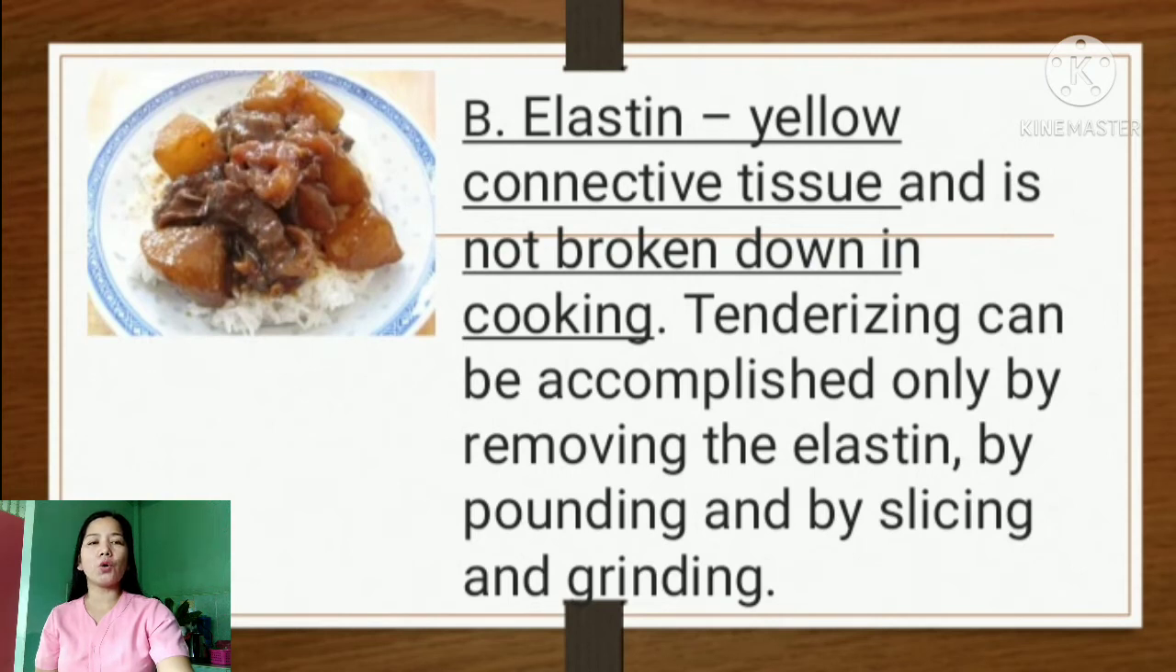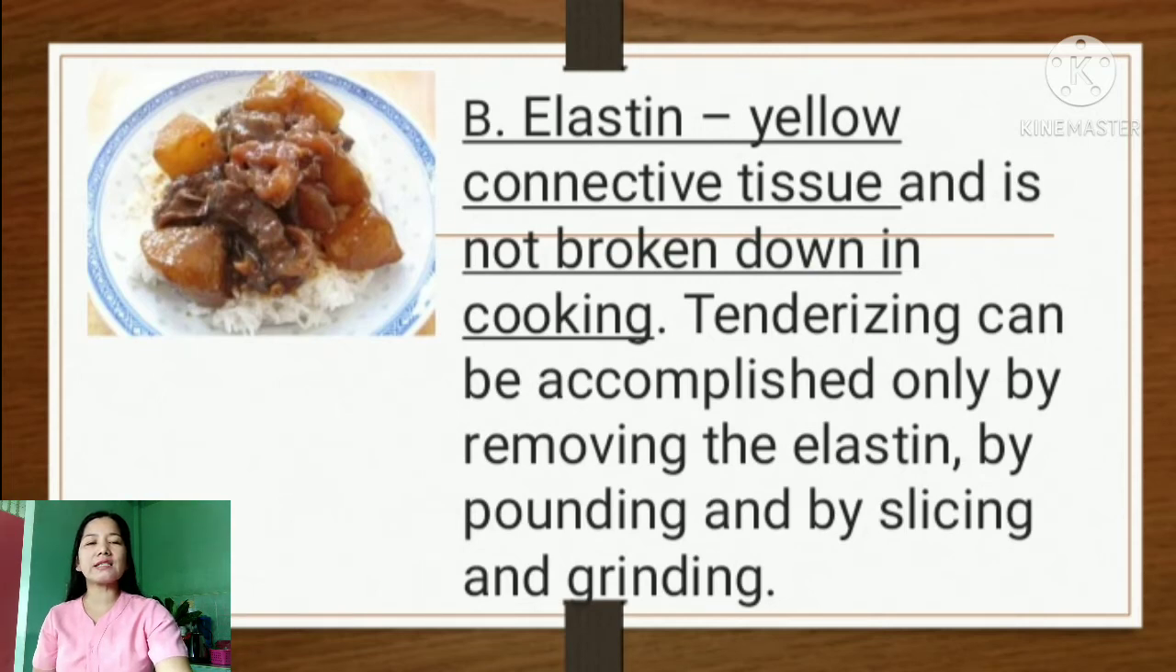Okay, aside from collagen, meron tayong tinatawag na elastin. Elastin are yellow connective tissue and is not broken down in cooking. Tenderizing can be accomplished only by removing the elastin by pounding and by slicing and grinding. So, mayroon tayong dalawang uri ng connective tissues. The first one is collagen and the second one is elastin. The collagen is white connective tissue. The elastin are the yellow connective tissue.